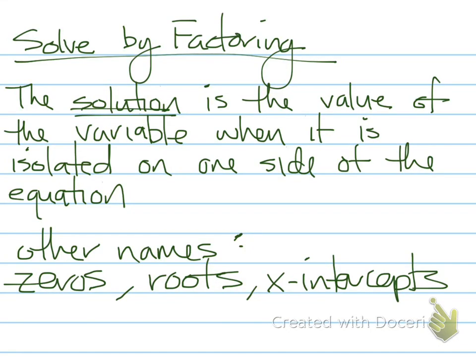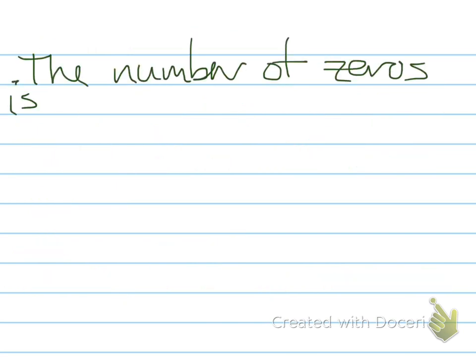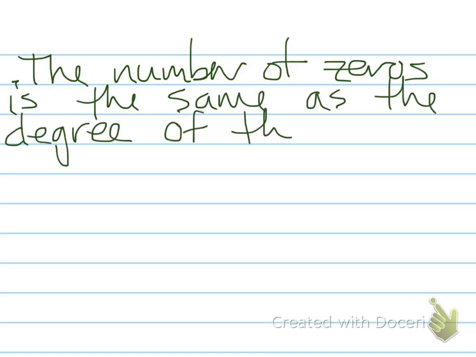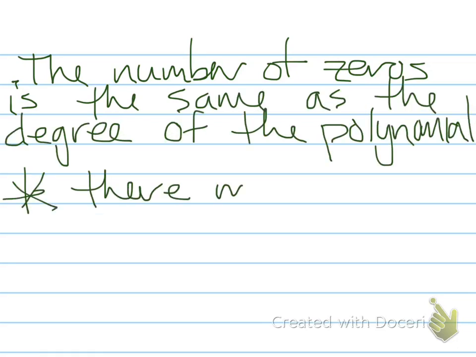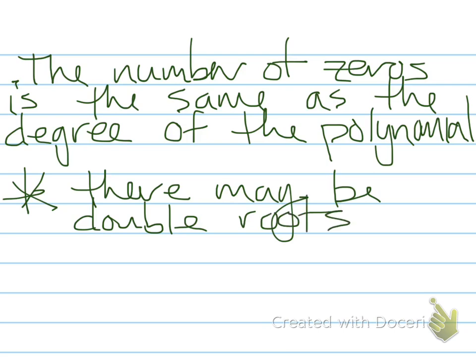All right, in this lesson we're going to be solving by factoring. The solution is the value of the variable when it is isolated on one side of the equation. Other names for the solutions are zeros, roots, and x-intercepts. The number of zeros is always the same as the degree of the polynomial. Keep in mind there may be double roots in each one of the polynomials also.